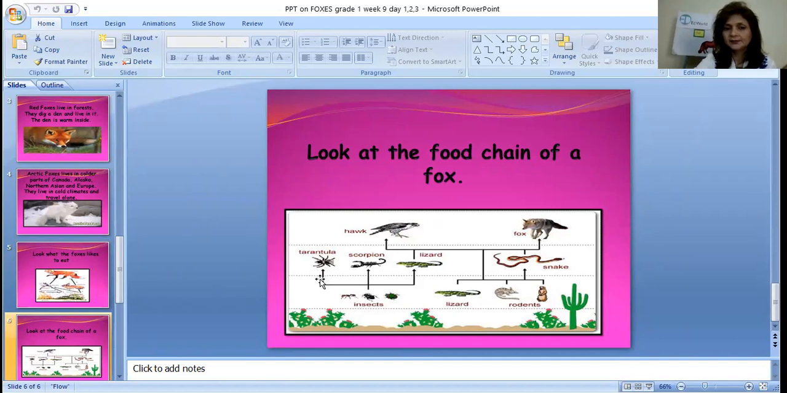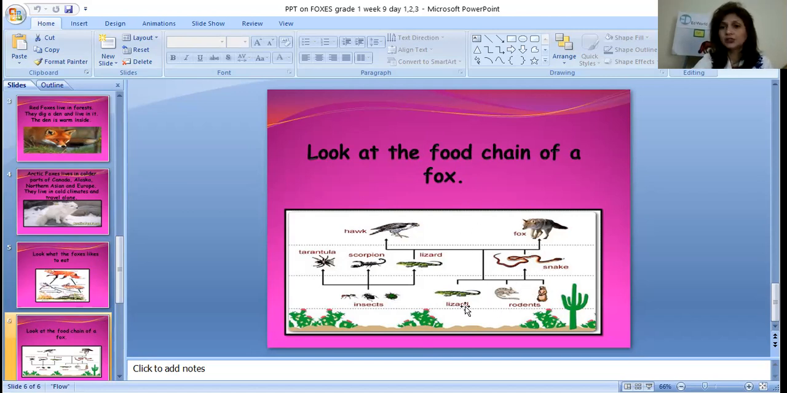And these are tiny scorpions and lizards and insects. These are eaten by a hawk. The bird eats them. And this bird later on is eaten by a fox. Do you understand? In the same way, lizards and other small insects are eaten by a snake. And later on, a snake is eaten by a fox.